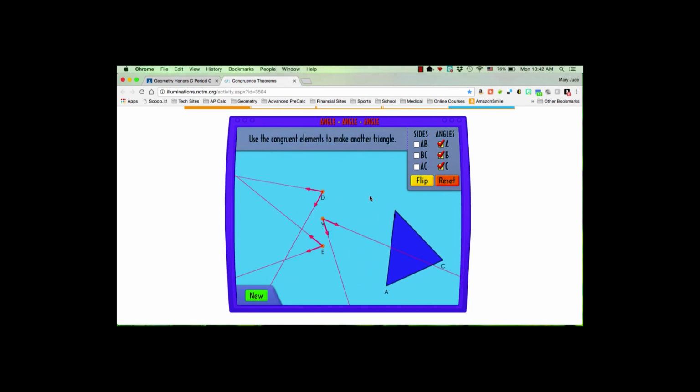So go ahead and start your investigation with side, side, side, side, angle, side, side, side, angle, angle, side, angle, angle, angle, side, and angle, angle, angle. When you're finished, do the triangle congruence activity and fill out the chart. Go ahead and do your investigation now.